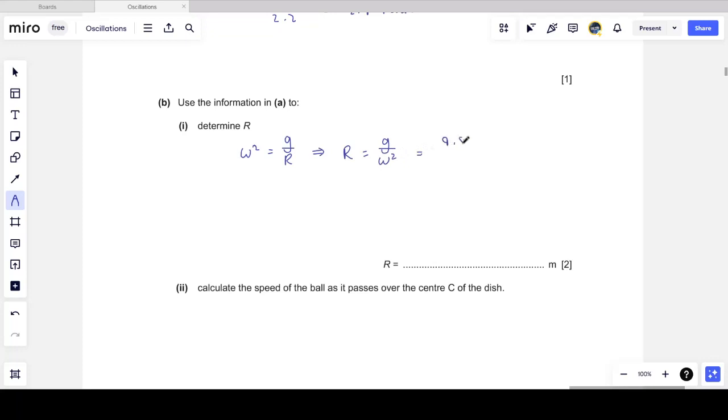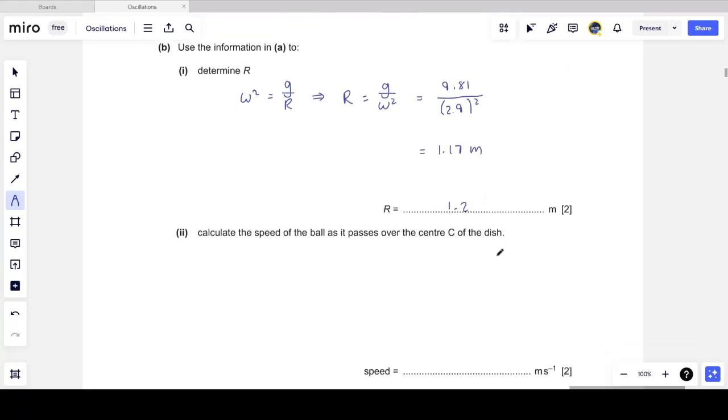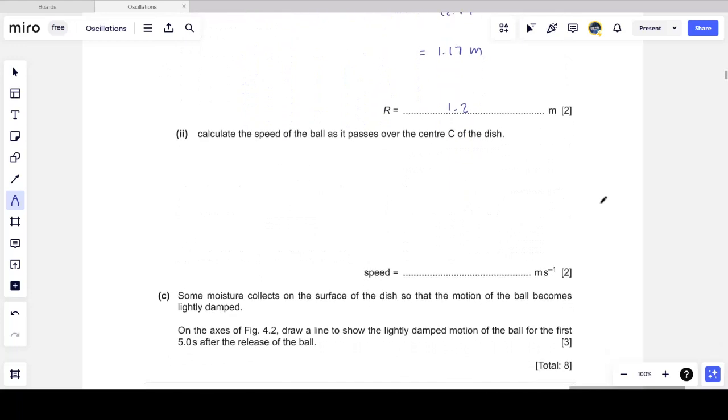We can see that this is going to be the acceleration of free fall, 9.81. Omega we've calculated, so we can just square this value. So in the denominator we have 2.9 squared, and you'll notice that it has the units of meters, so it's actually like the radius of curvature of the dish, and we get 1.17 meters, or to two significant figures, 1.2 meters. So far so good, nothing really too difficult, out of the realm of what we understand when we study oscillations.